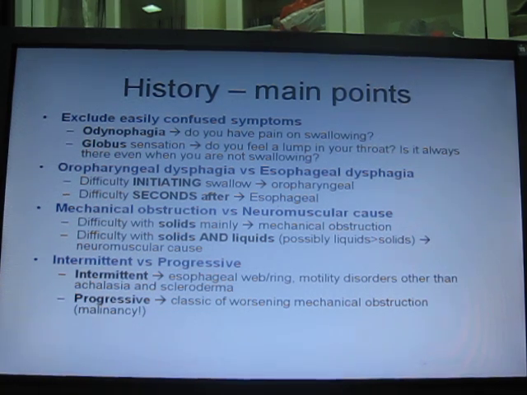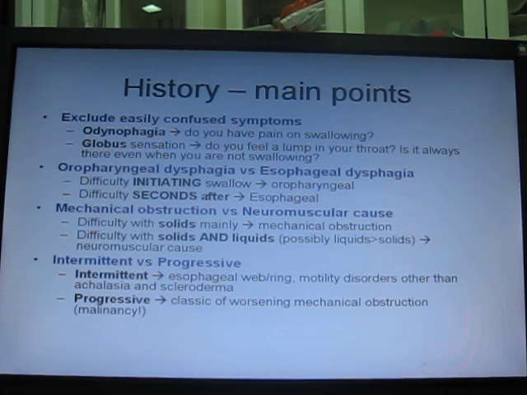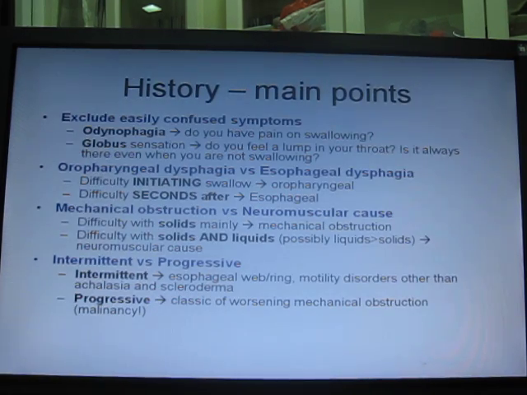Now we're going to the history, where we'll talk about what are the important points to come out in the history. I know that nobody can ever cover a complete comprehensive history, but the important things are these points. The first thing, like I said, is to exclude the easily confused symptoms like odynophagia or globus sensation. Odynophagia is pain on swallowing, globus sensation is lump in throat. So you have to ask them that.